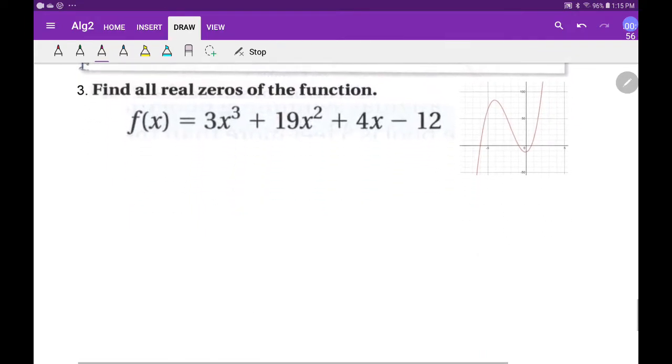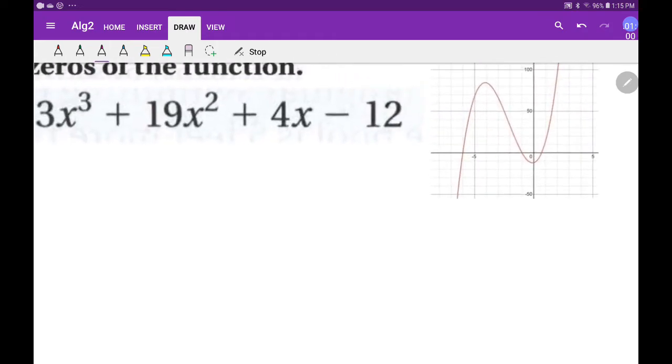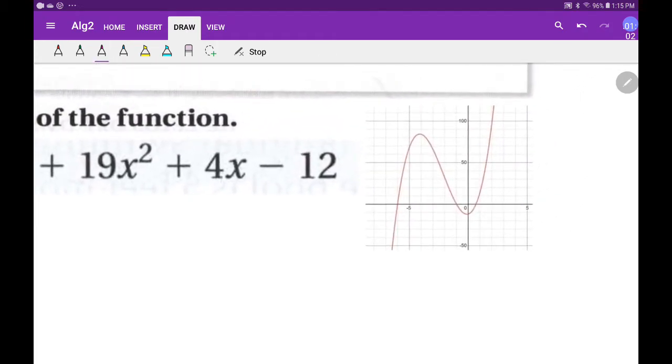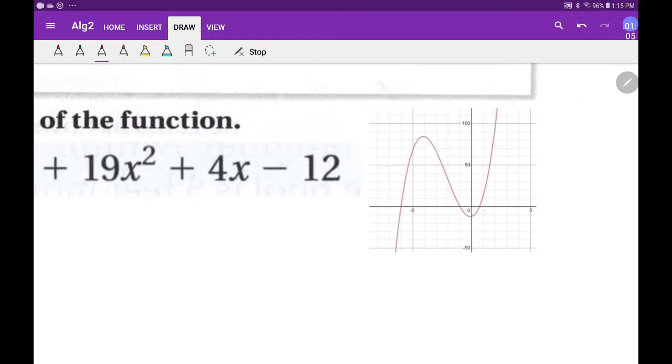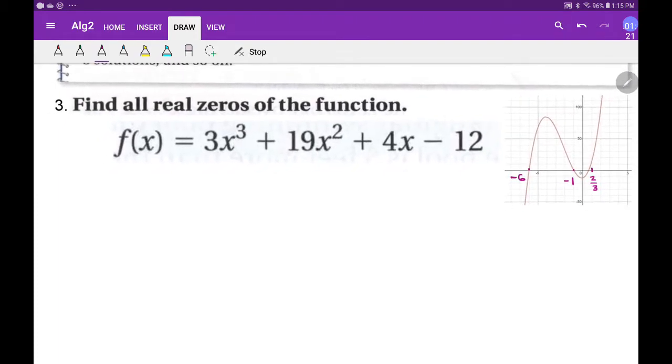Okay, so let's find all the real zeros of the function. And we can take a look at this graph the best we can here. And it kind of looks like, if this is 1, that might be 2/3, maybe. I don't know. And this kind of looks like negative 1 to me. And that kind of looks like negative 6 to me. So I'll keep those numbers in mind as I go ahead and have to guess a little bit.